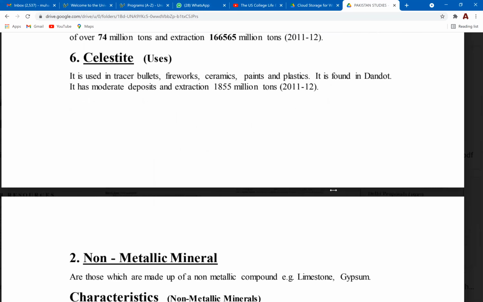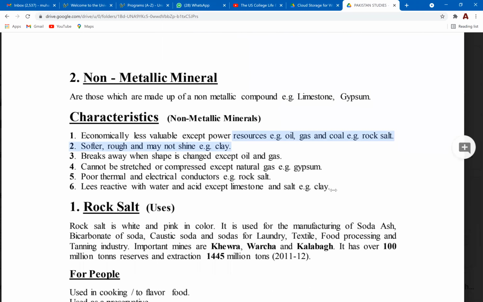Okay, so yeah. Now the non-metallic minerals. The second type of minerals is the non-metallic. They're made of non-metallic compounds: limestone, gypsum, rock stones. Okay, the characteristics are that they're less valuable and they are softer. They're rough. They're not shiny. They break away when you change their shape.